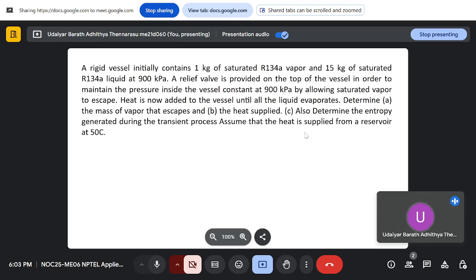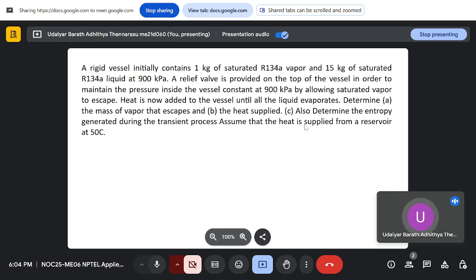The other point of view is there's an expansion and your temperature will drop, and so does your vapor pressure corresponding to that temperature. So to maintain this at 900 kilopascal, since the temperature is dropping, you need to keep it at the same constant temperature. You heat it, and that is done using a reservoir which is at 50 degrees Celsius. So that is the idea of the question. Now I guess what the question describes and why it's been done is clear.